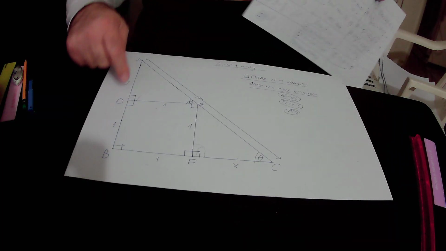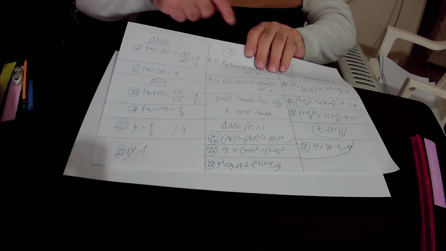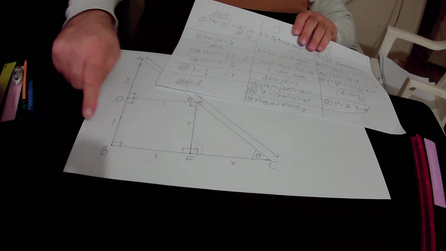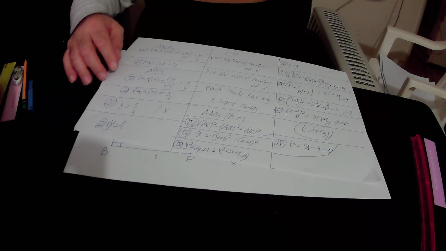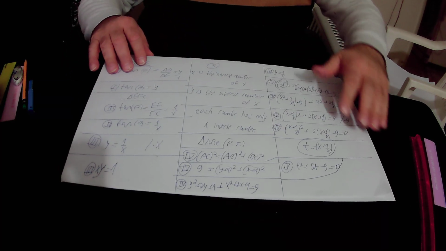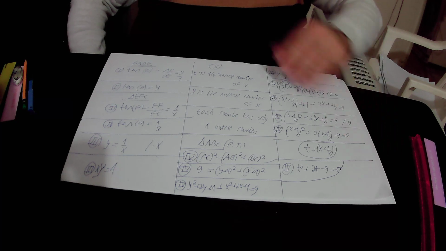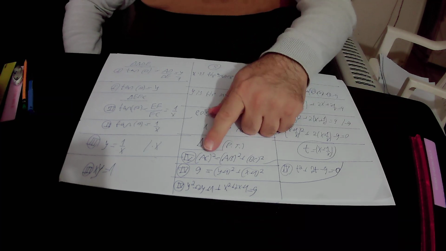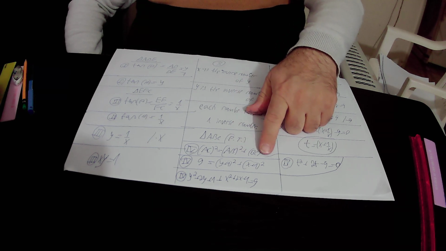AB equals Y plus 1, so AB square is (Y plus 1) square, plus BC square. BC is X plus 1, so BC square is (X plus 1) square. So in conclusion, we found that according to equation number 4, AC square equals AB square plus BC square. According to equation number 4, 9 equals (Y plus 1) square plus (X plus 1) square.